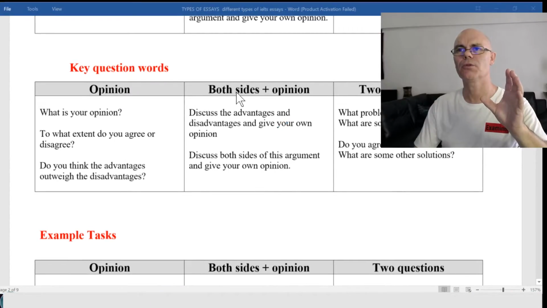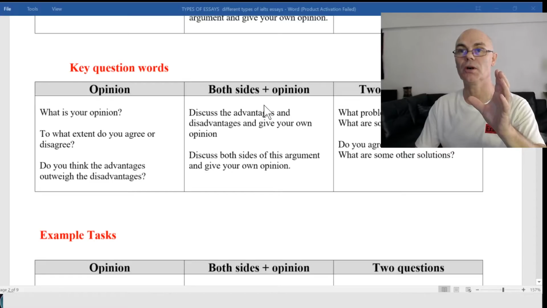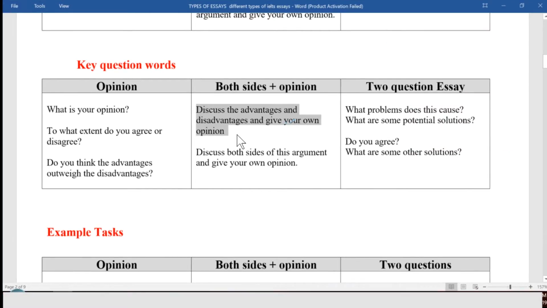The next type of question is the both sides and an opinion question. Let's look at a couple of instances of this question type. Discuss the advantages and disadvantages and give your own opinion. Okay, so you're essentially being asked for three things here. You need to mention the advantages, the disadvantages of something, and then give your own opinion.